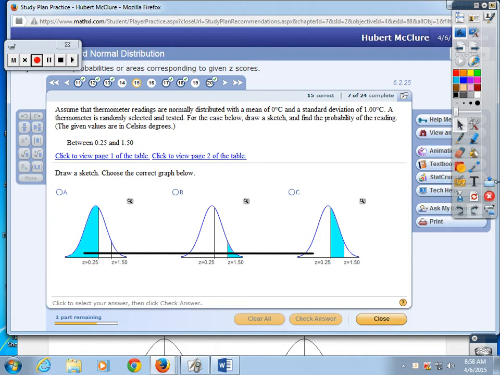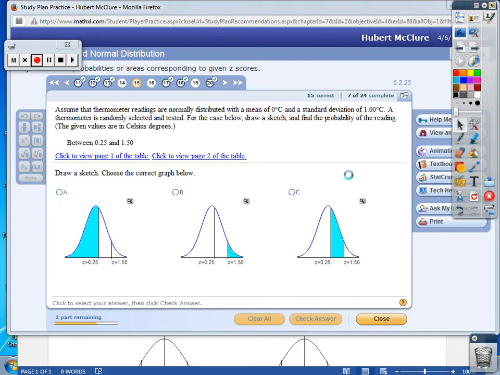All right, look at this one. Read it and write it down and put a star beside it, because this is where things change a little bit. How do they change? Well, this one is not asking for greater than or less than. It's asking for what? Between.